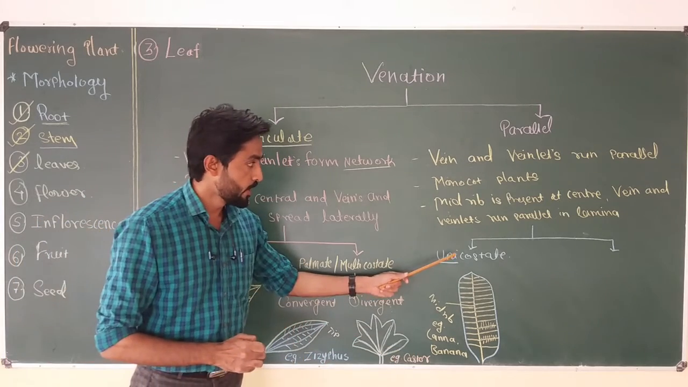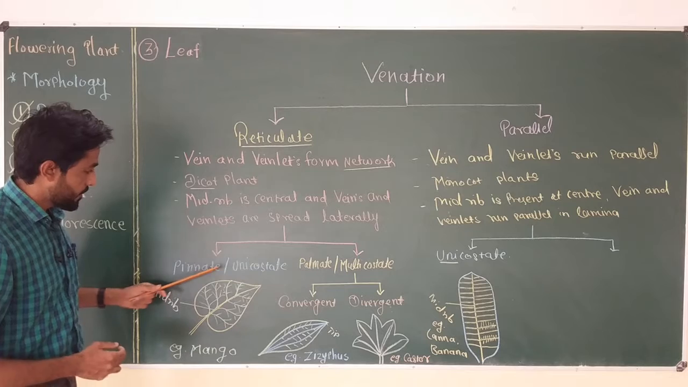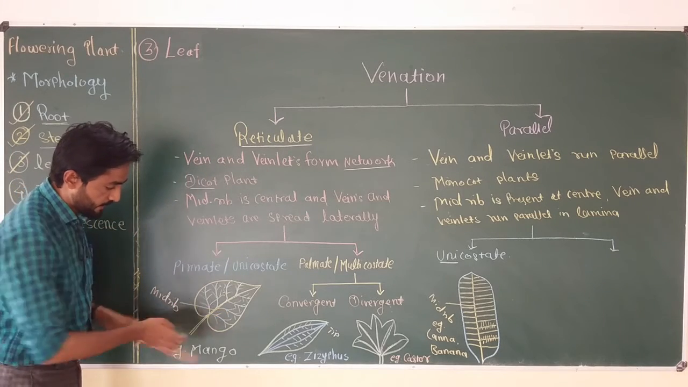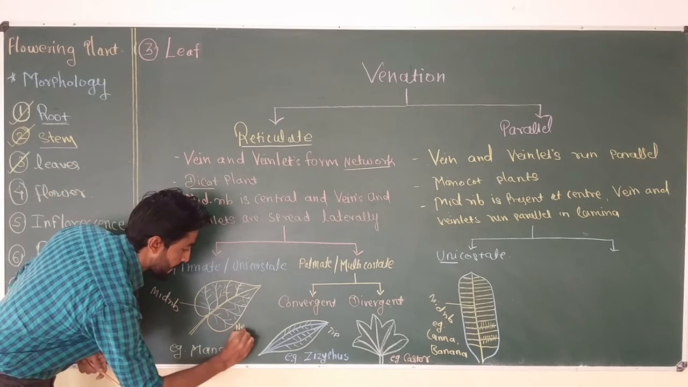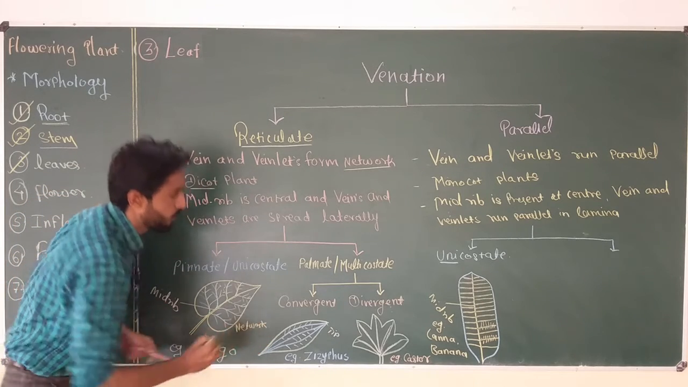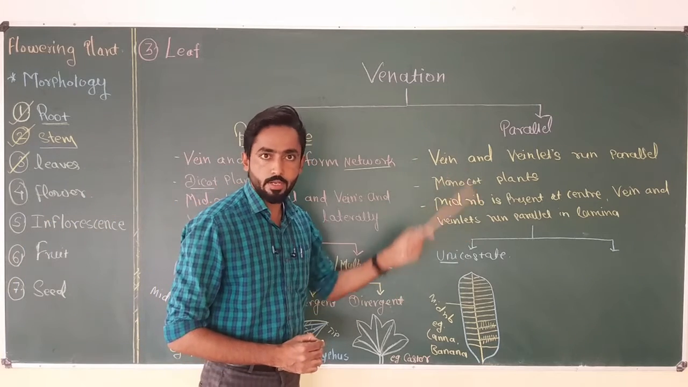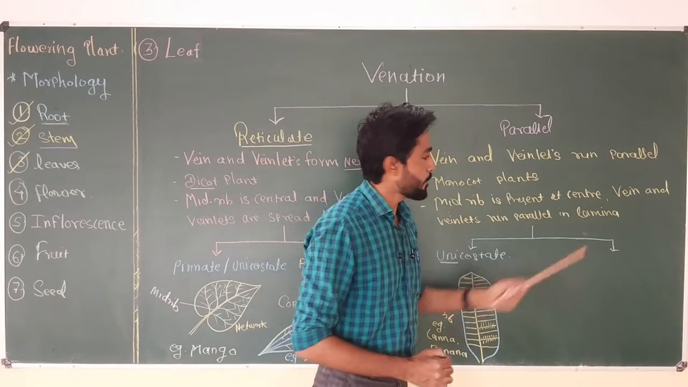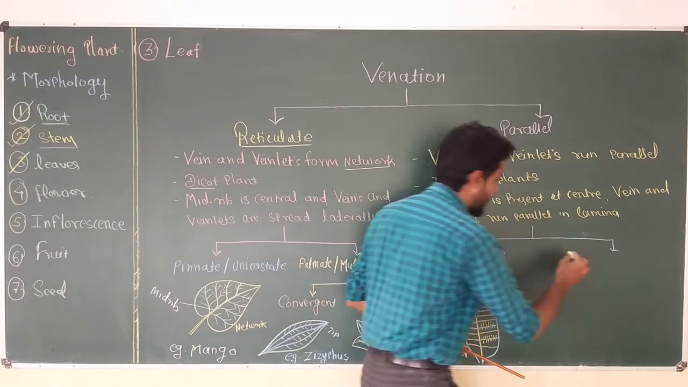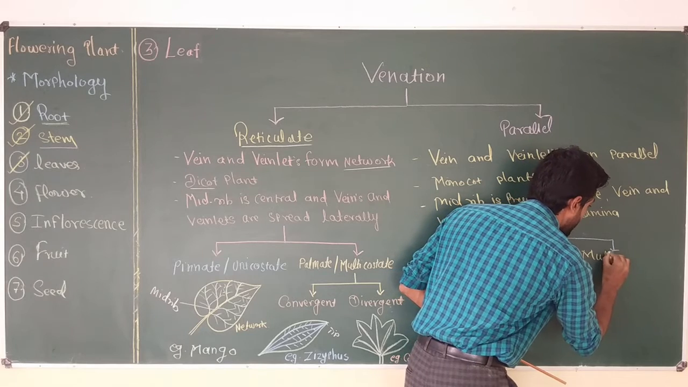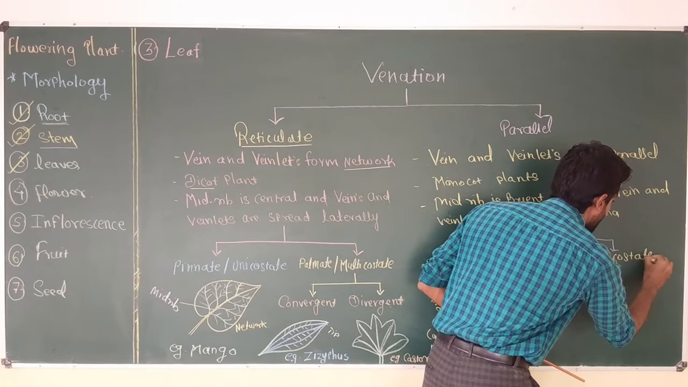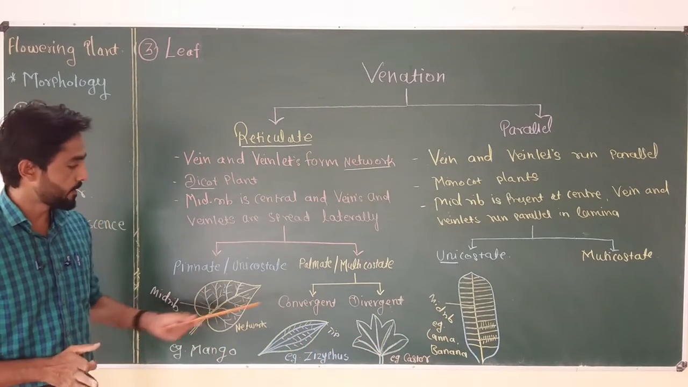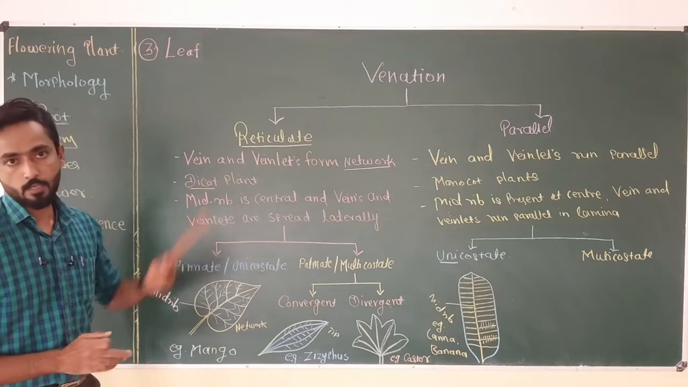The main difference between unicostate parallel venation and unicostate reticulate venation is that the veins and veinlets in this case form a network, while in unicostate parallel venation they run parallel to one another. Now the second type of parallel venation is multicostate. In this case, generally the leaf shows more than 2 midribs, similar to the multicostate reticulate venation.